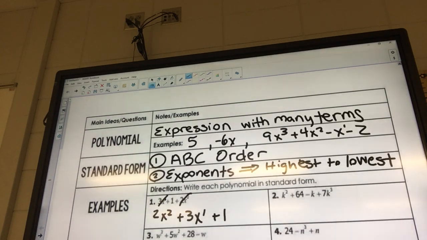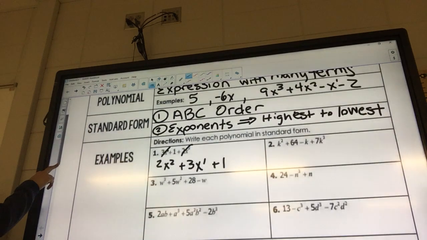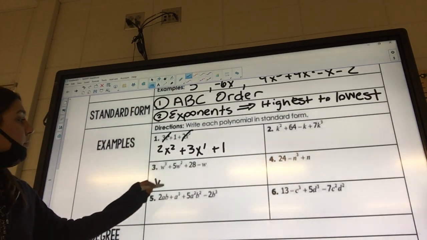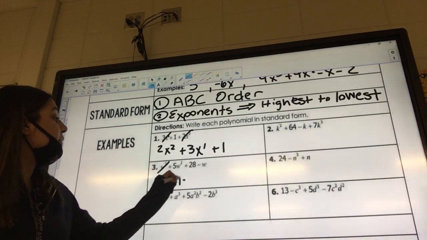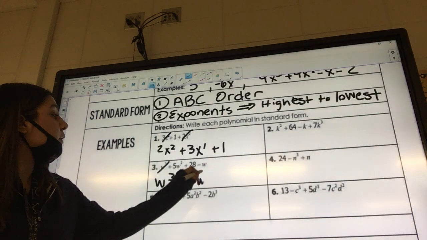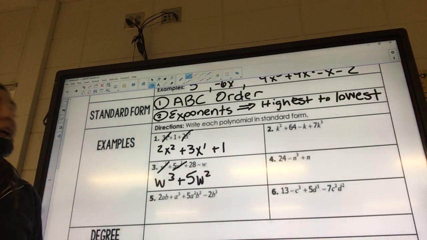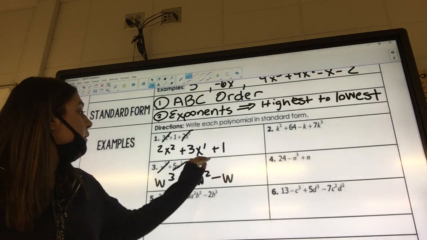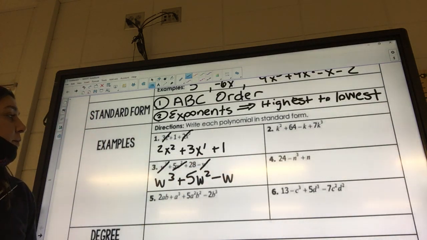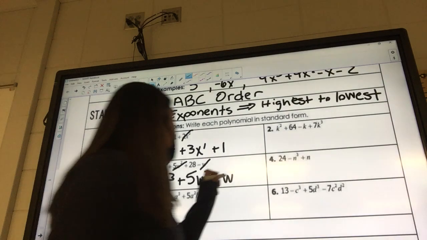Okay, so look at 3. What's your highest exponent? 3. Yeah, so you're going to put w to the third. What comes next? 2. 2, or 5w squared. What comes next? W, so you're going to put minus w. And comes last? 0, so the 28.